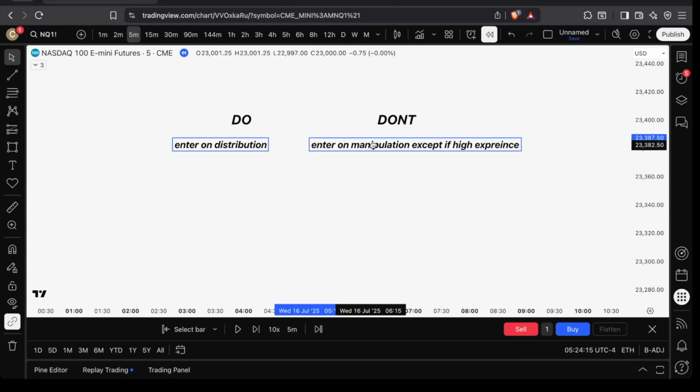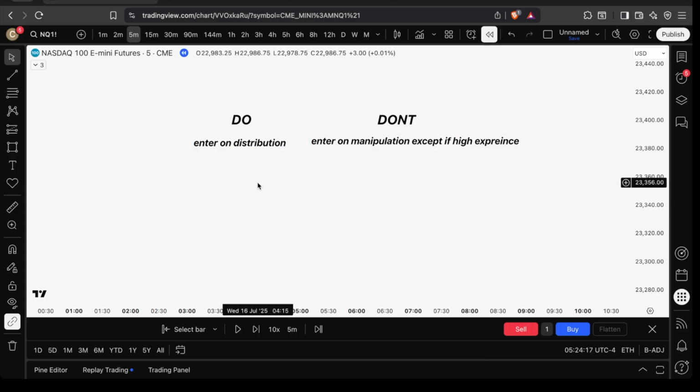But my suggestion is to always enter on distributions, right? If you miss the trade, don't just take it, okay? If the market is not giving anything and you're like, okay, well, it's probably going to go higher, right? No, that is not what you want to do.